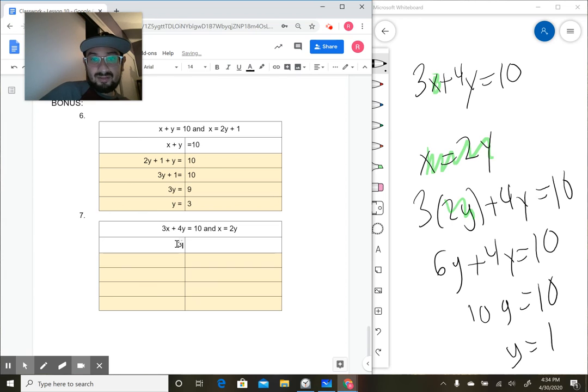So let's make sure that we write that down. 3x plus 4y is equal to 10. And we're going to substitute the x in because that is what is solved for, is isolated. So 6y plus 4y is equal to 10. And so 10y is equal to 10, and so y is 1.